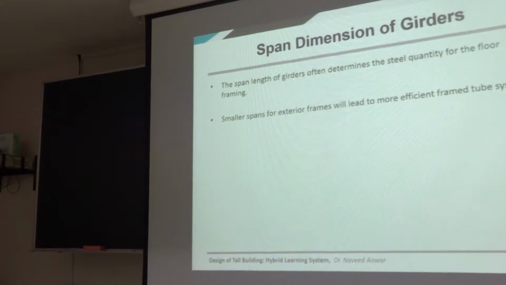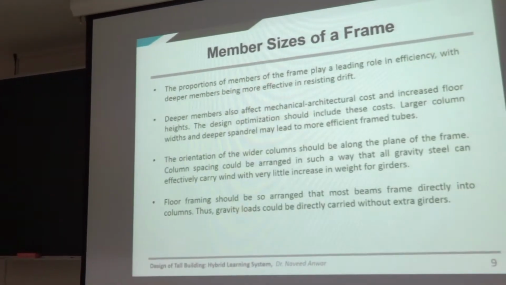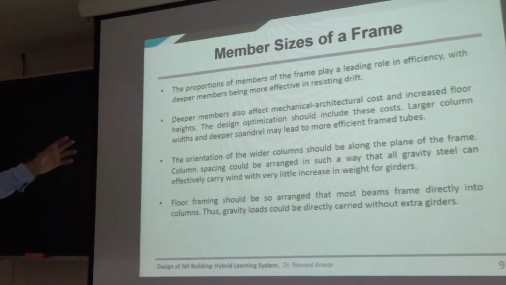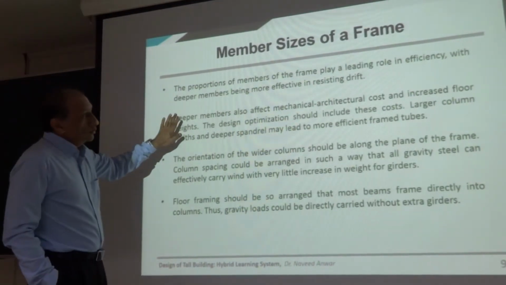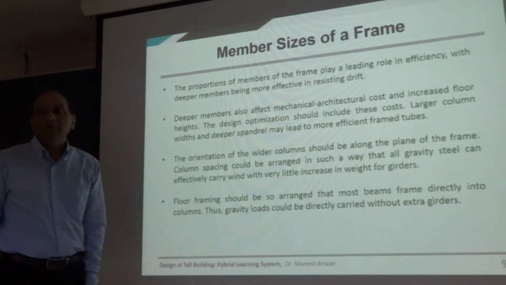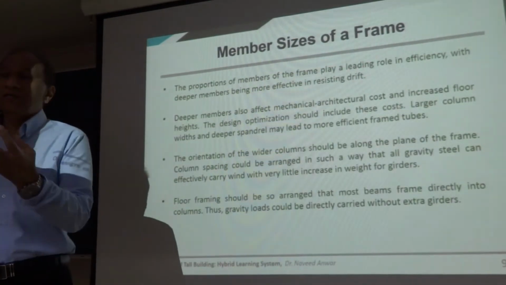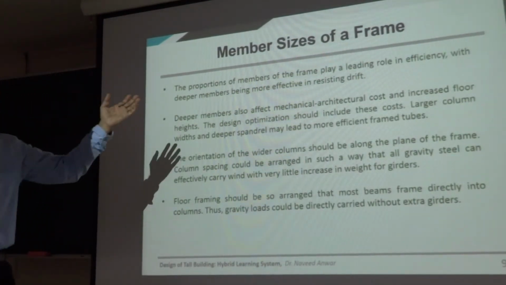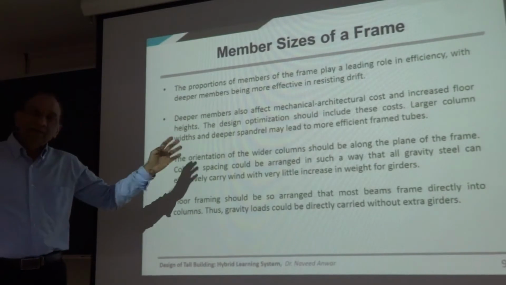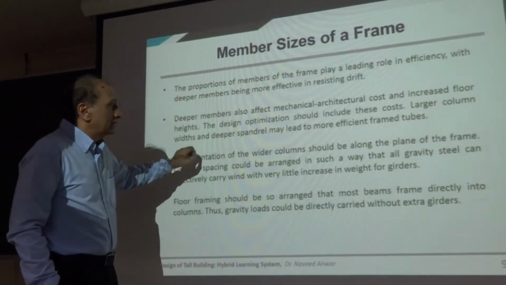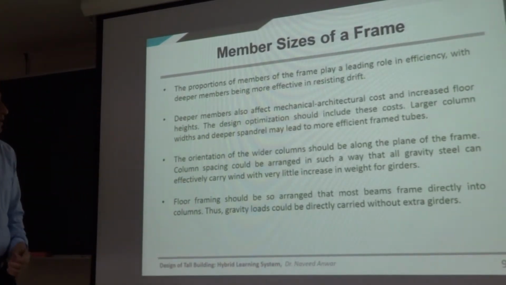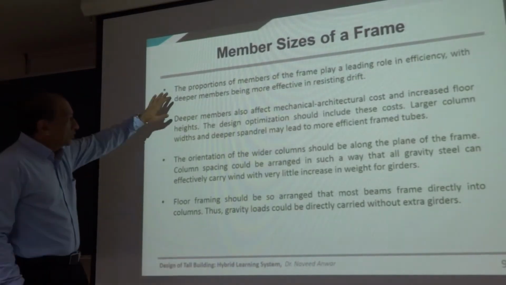So these are some of the rules. I don't want to go into too much. You can read this one about how to find the cost, the size of a typical column. Most of it is what I've already talked about. Some applies to tall buildings, some is general. These are some of the rules.